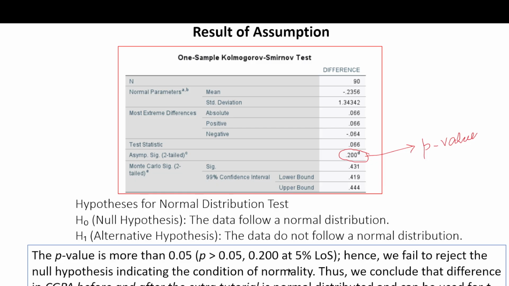In the case of the normality check, the p-value is greater than 0.05, so we fail to reject the null hypothesis, indicating the condition of normality. Thus we conclude that the difference in CGPA before and after the extra tutorial is normally distributed and can be used for further t-test analysis.